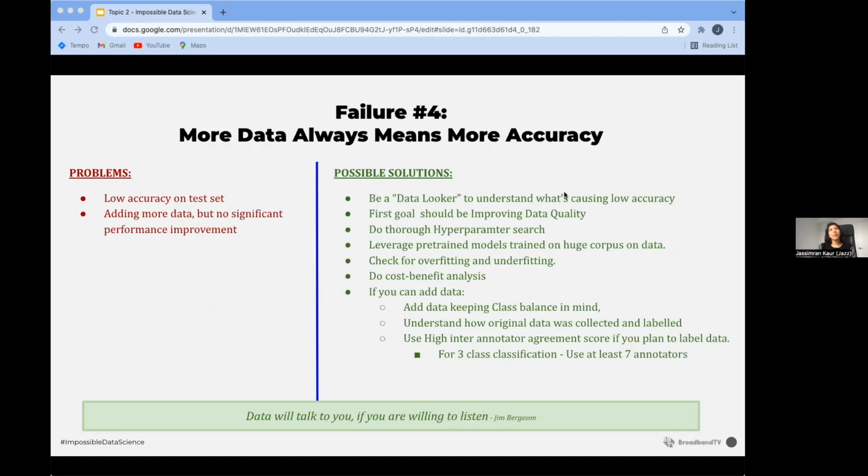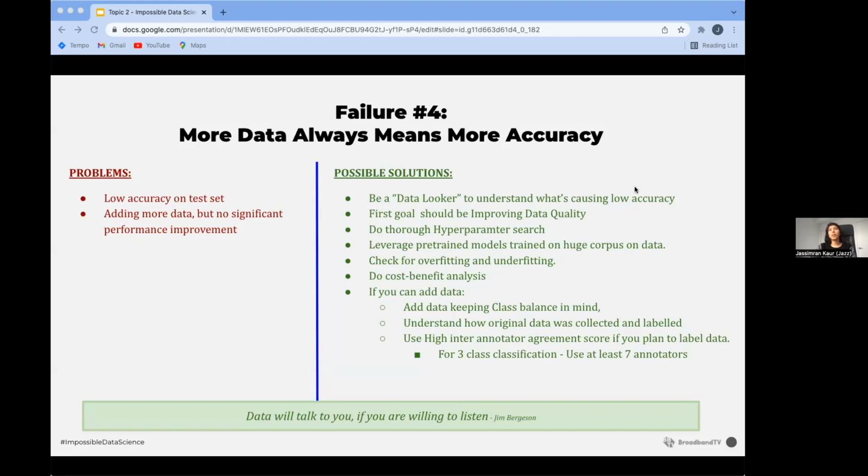So the next failure is: okay, now that I have the data, I have tried to do everything possible, but there is still very low accuracy on my test set. I'm going to add more data, but no significant performance improvement has happened. We all run into that problem soon after we try out a few exciting things. So like I said, be a data looker, see what's causing that low accuracy. The goal should firstly be to improve the existing data that you have.